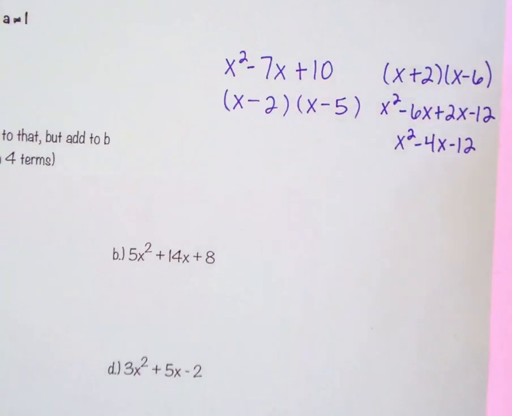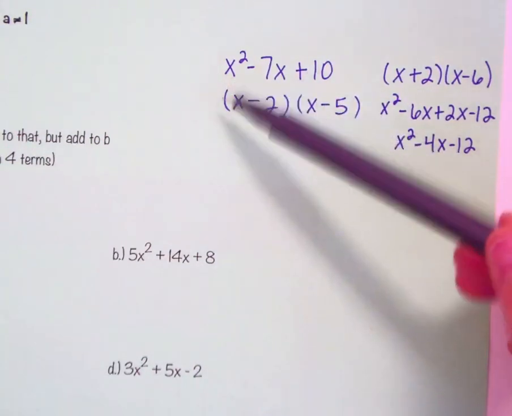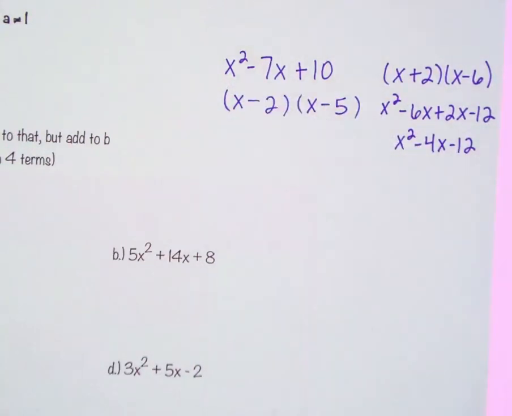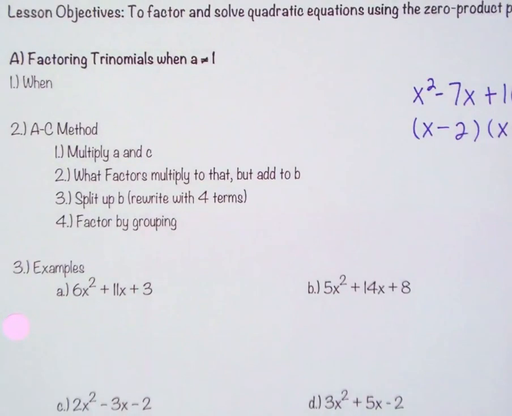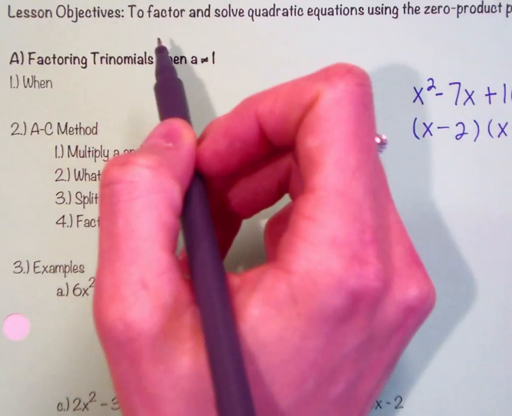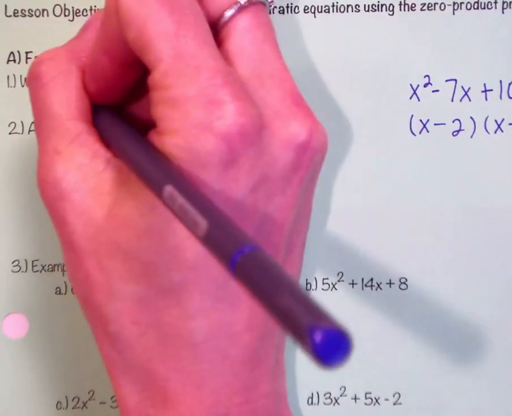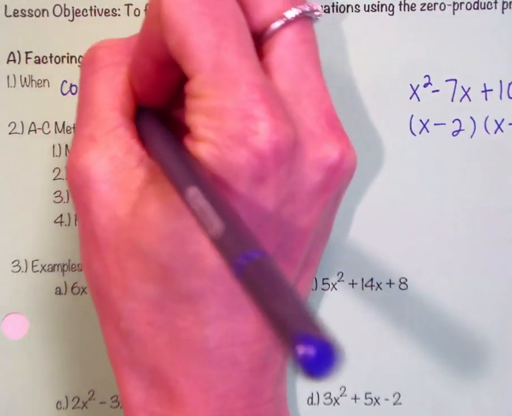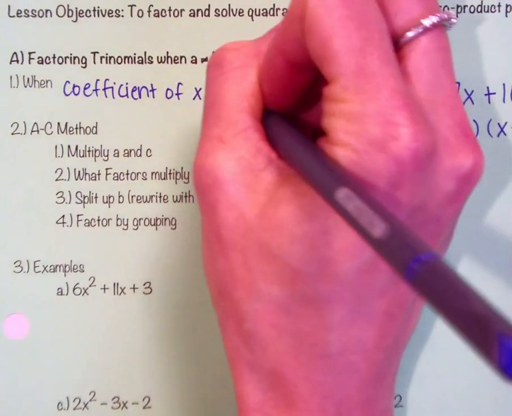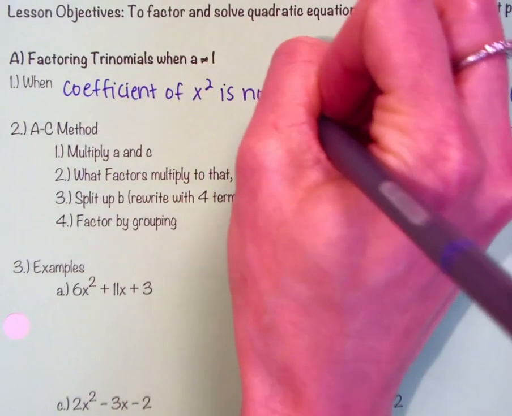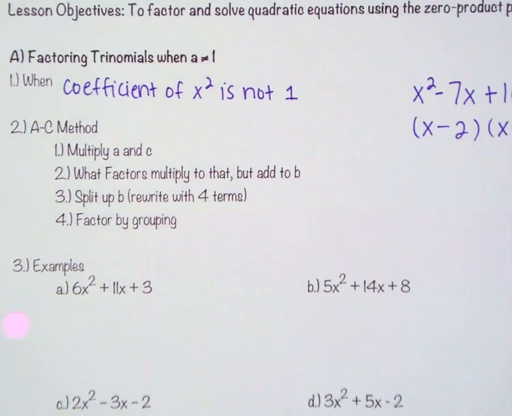Okay. But this method right here only works when our a value is 1. Well, not every trinomial has a leading term of 1. So we need to know a different method for when it's not 1. Okay, so we're looking for when the coefficient of x squared is not 1. Remember, that's what your a term is. And this is our last method of factoring.